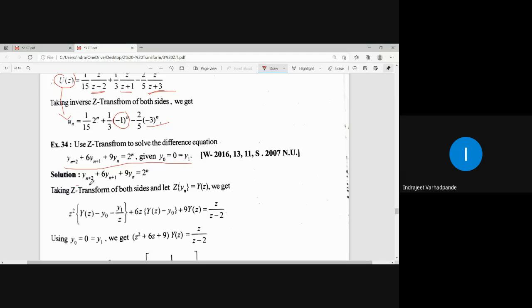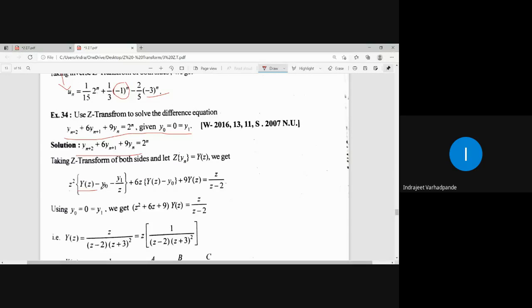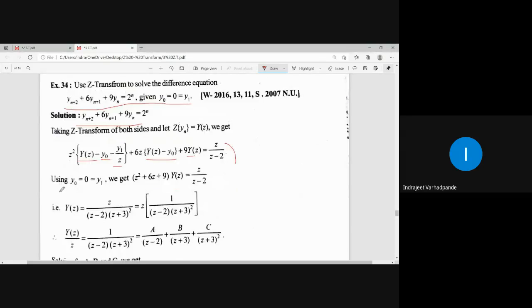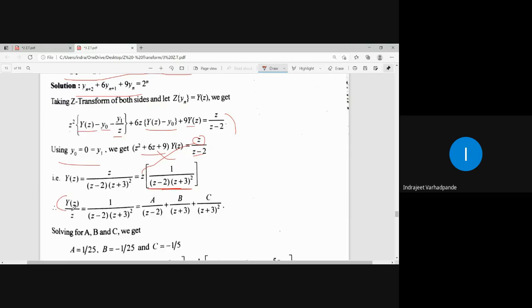क्या रूल है? Take Z transform of both the sides. अभी u के जगह y है, so the answer will be written in the form of y. z squared Y(z) minus y0 minus y1 upon z, z into Y(z) minus y0, Y(z) is equal to z upon z minus 2. Using this condition, सिर्फ इतना बचा, z upon z minus 2 into this, which is (z plus 3) whole square. If possible, from the numerator take out z common. So Y(z) upon z, क्या बचेगा? 1 upon (z minus 2) into (z plus 3) whole square.